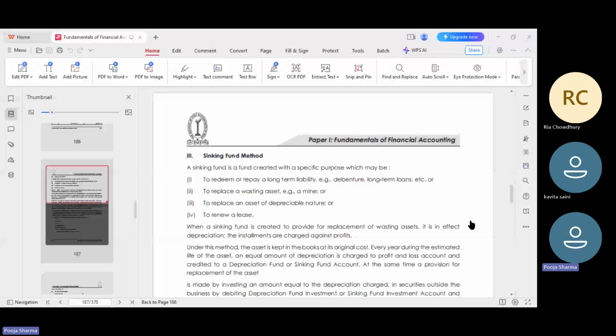But there are also some disadvantages of the sinking fund method. It is a little bit complex as compared to straight line or WDV. Why is it complex? For the asset that we have to replace, we must know its actual cost, and we have to calculate the interest rate. So all such things make it a little more complex compared to the straight line method.